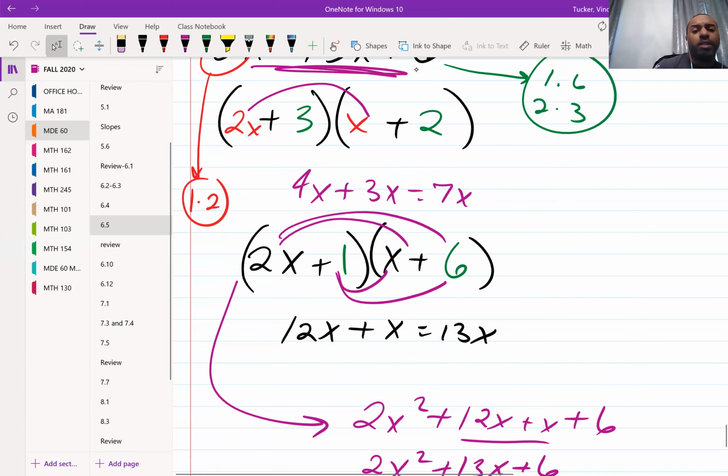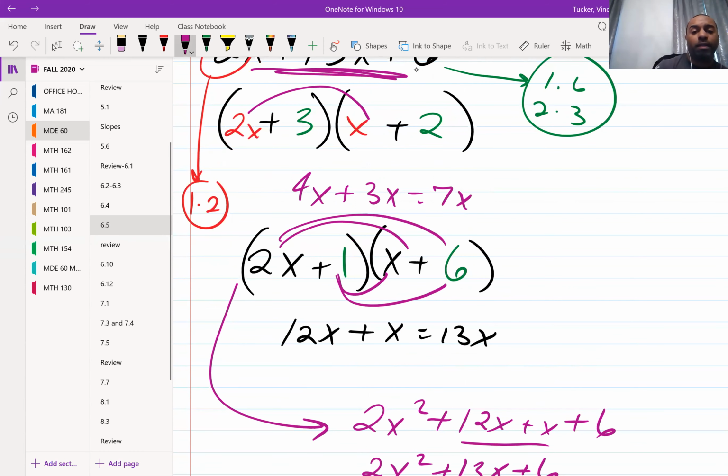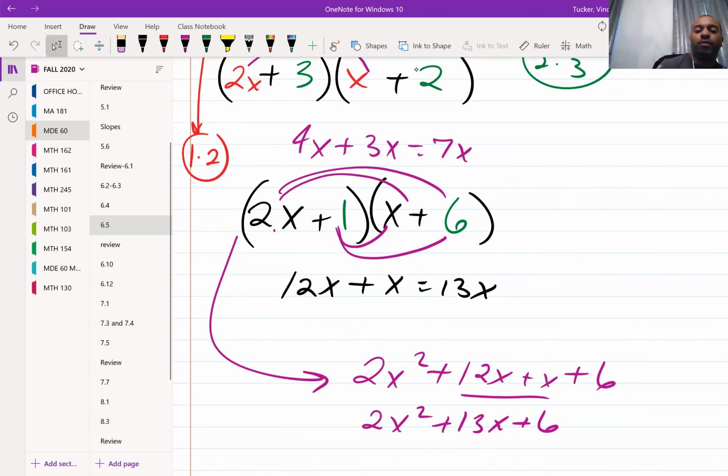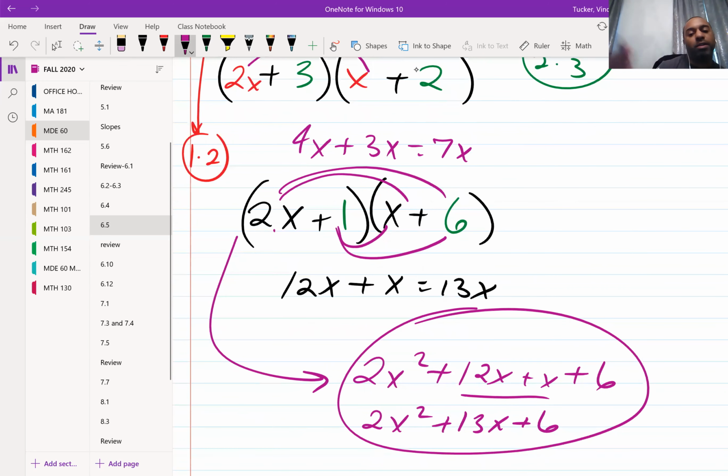So all I was doing was saying that you don't necessarily have to do all of that because you chose 2x and x and you chose 1 and 6 because you knew they would give you those numbers, but you want to check that middle. But if it's easier for you to just check the whole thing, just fold it all out and see if you get your original trinomial.